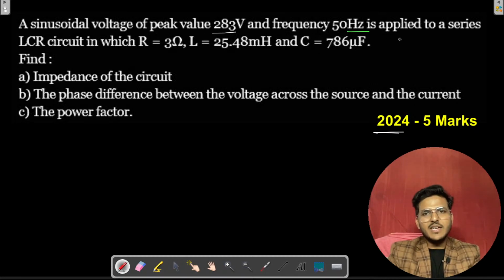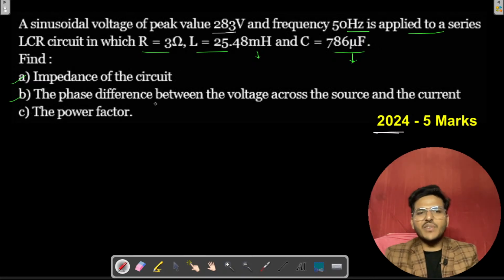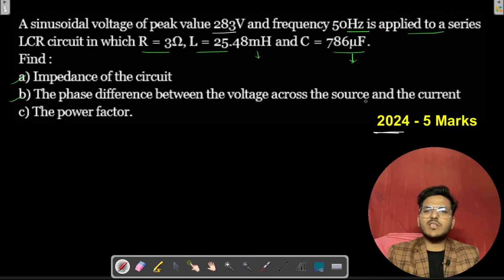and frequency 50 Hz is applied to a series LCR circuit, in which R equals 3 ohm, L equals 25.48 mH, millihenry, and this one is microfarad. This is millihenry, this one is microfarad. Let's convert into its proper unit. Now, first question is the impedance of the circuit. Second question is the phase difference between the voltage across the source and the current. And third one is the power factor.